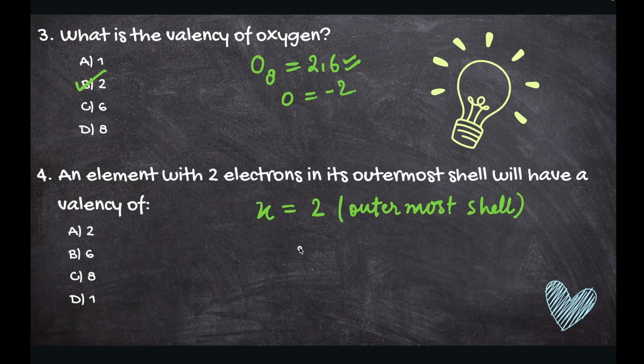So it tends to lose all its 2 electrons in the outermost shell to get stability. So its valency will be 2. So the answer will be A.